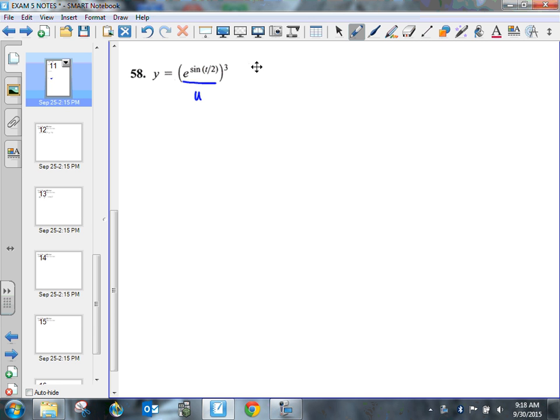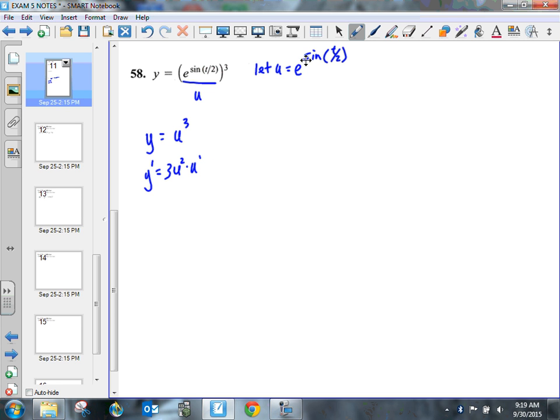I'm going to call this u. So I'm going to let u equal e to the sine of t over 2 power. And if I wanted to rewrite my function over here, I would write y equals u to the third. If I take the derivative here, because I did the u substitution, and because I have other inside functions here, my derivative is going to be y prime equals 3u squared times u prime.